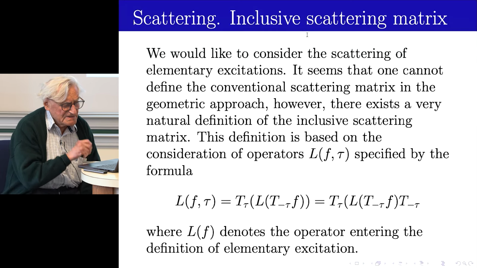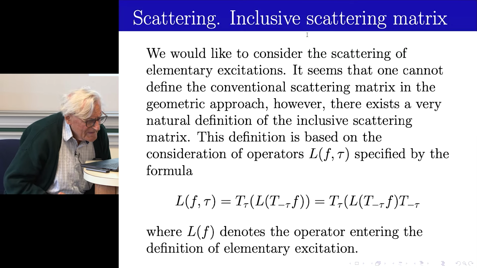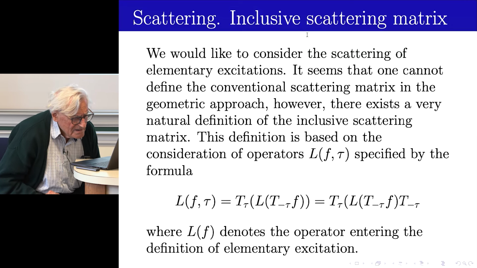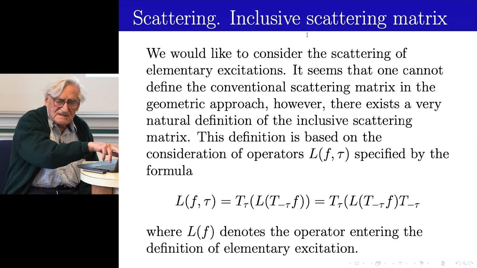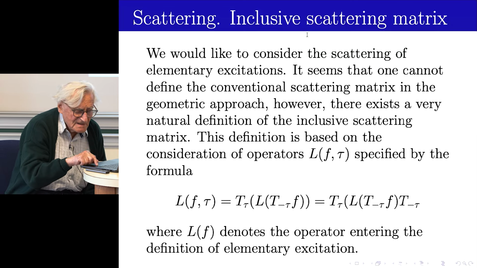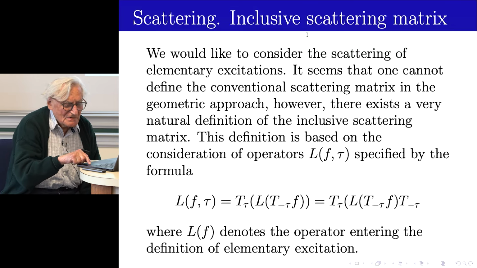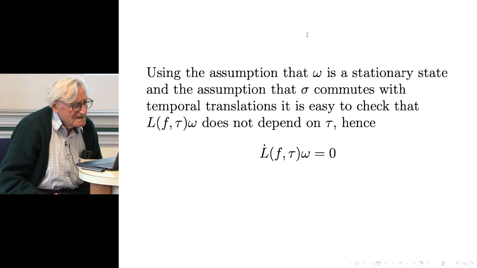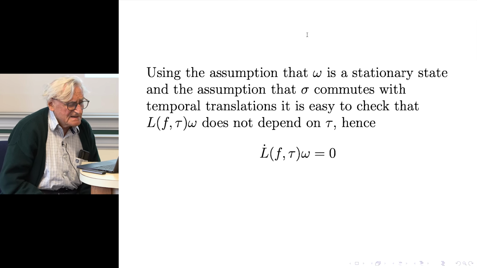What I'm writing here is a conjugation. Then conjugate L of F. First of all, I shift the argument, and then I take the conjugation. This is what I am doing. One bracket should be removed from here. Then it is very easy to check that when you act by this operator on the state omega, the dependence on tau disappears.